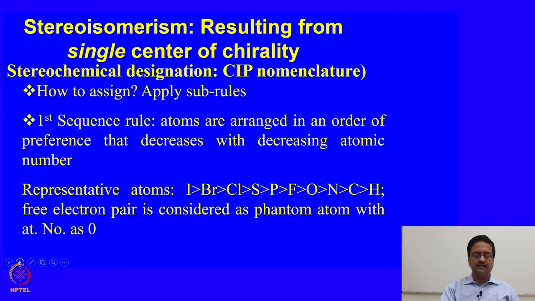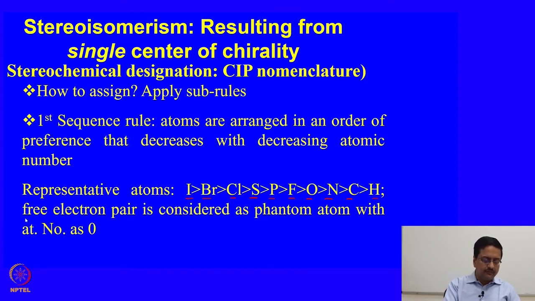So when we have multiple chiral centers, we follow rules to identify those chiral centers in terms of their priority, and then we apply various sub-rules. The first rule is the first sequence rule. Atoms are arranged in an order of preference that decreases with decreasing atomic number. So if you have different groups connected to a central atom, then the group with the highest atomic number gets priority over the atoms which have lower atomic number. So in this, the order is iodine, bromine, chlorine, sulfur, phosphorus, fluorine, oxygen, nitrogen, carbon, hydrogen, like that, which are in general present in various organic molecules.